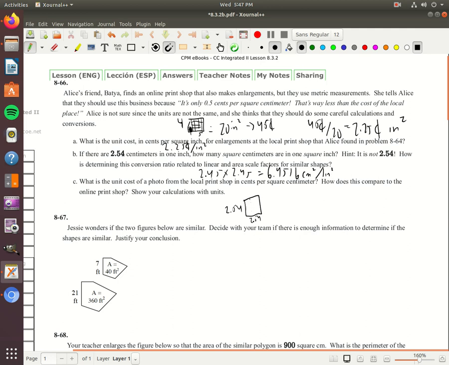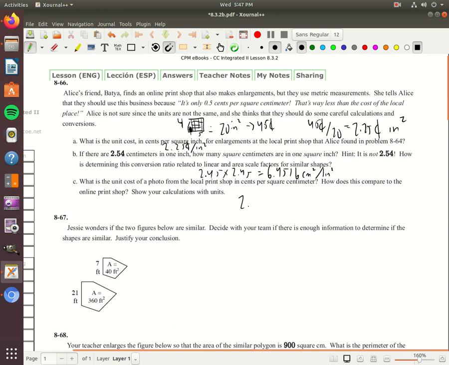So again, we're kind of breaking this up. 2.5, 2.5. That's 1, 2, 3, 4, and then these add up to 56.4. So now we're able to sort of begin to make this comparison. I know how much I'm paying over here for a square inch. I know over here that I have 6.45 centimeters squared in an inch. So the question is, what's the unit cost in cents per square centimeter up here?